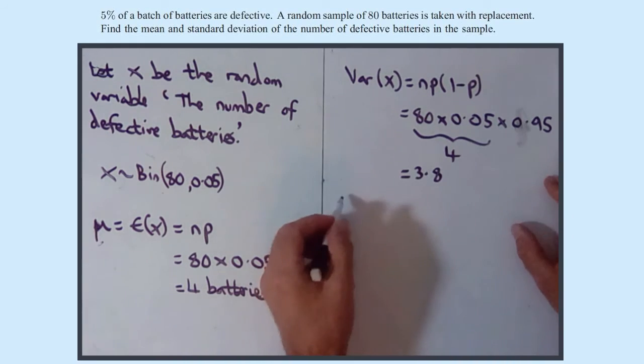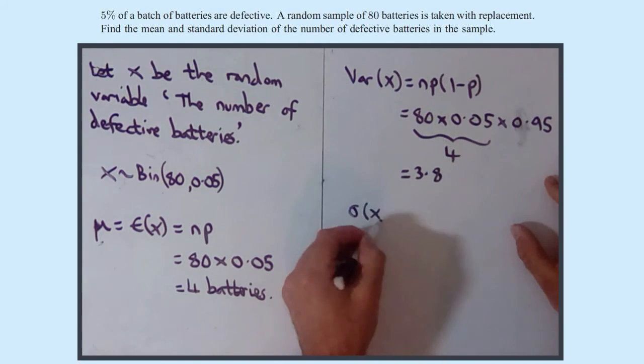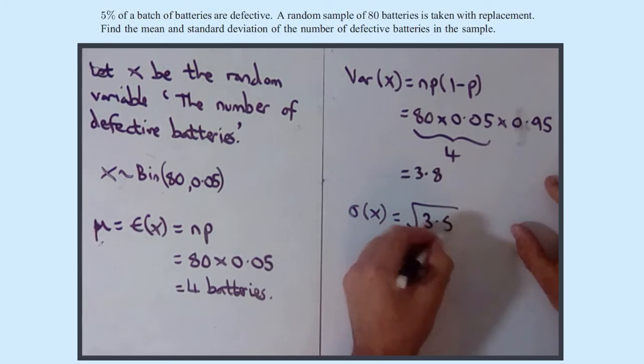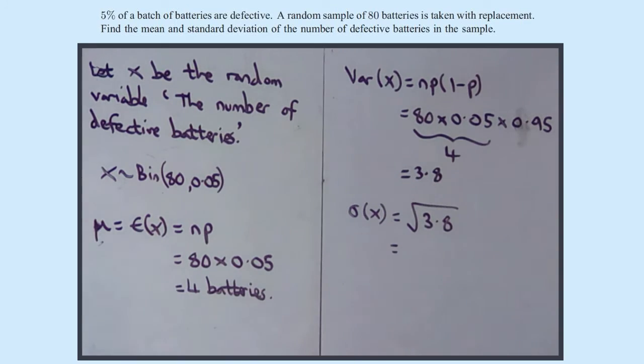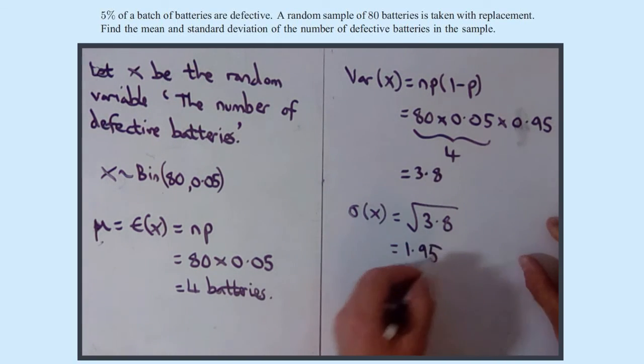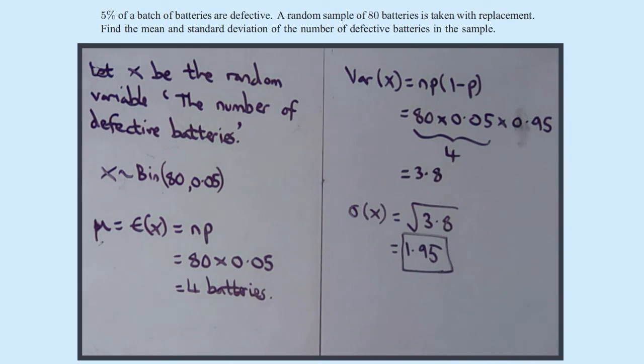Now the standard deviation, sigma x, we know that's the square root of the variance, so it must be the square root of 3.8, which I am going to need a calculator for. The square root of 3.8 is, to 3 significant figures, 1.95. That's 1.95 batteries. I guess standard deviation will make a lot more sense to you when we study the normal distribution.